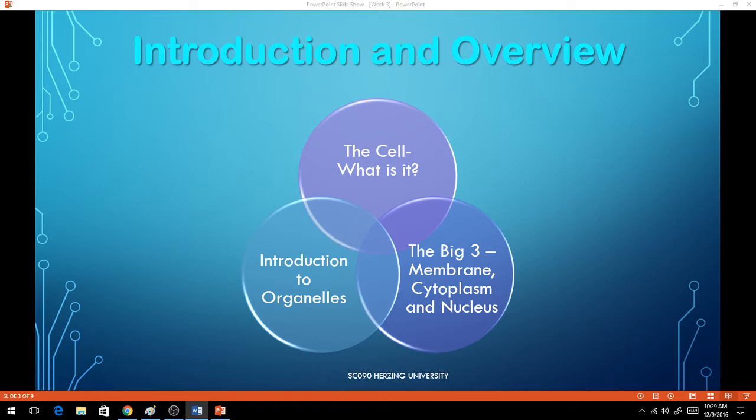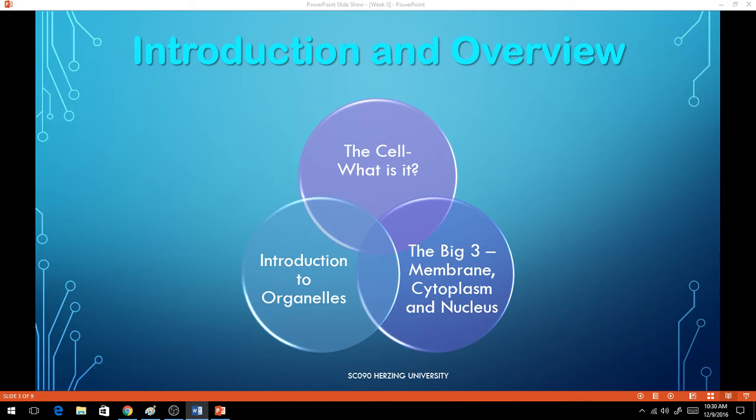We move on to a kind of generalized introduction and overview. This week we'll take the next step up the organizational chain and begin our examination of the functional unit of life, the cell. If you go back, the atom is kind of the functional unit of chemistry. Now we're taking a step up. We're assembling chemicals into the basic unit of life, which is the cell.